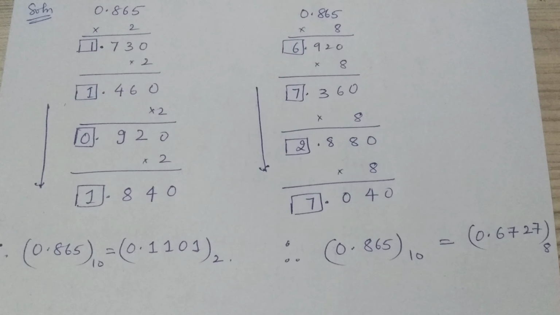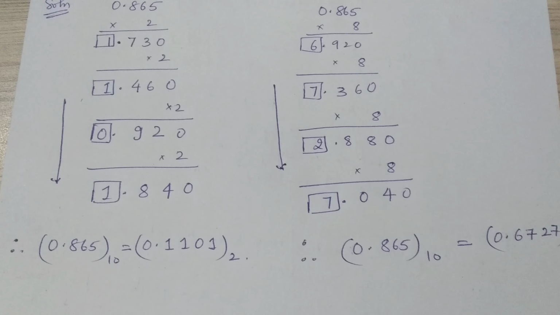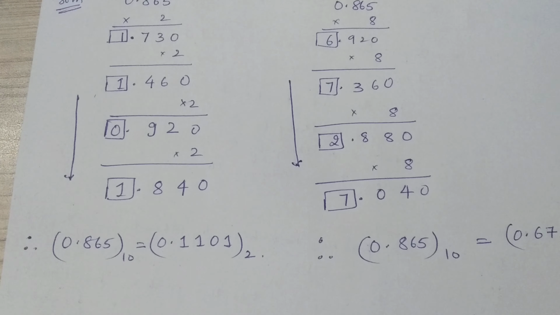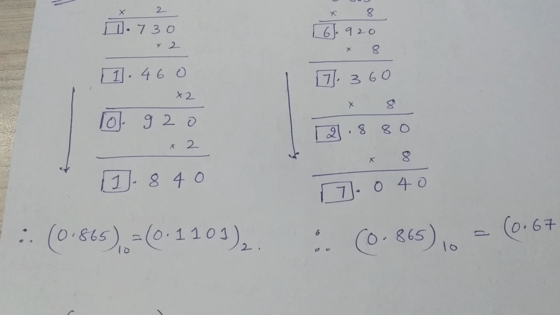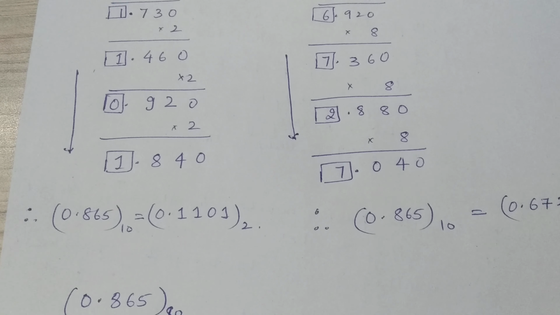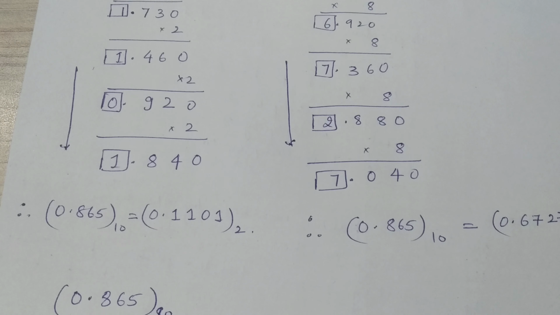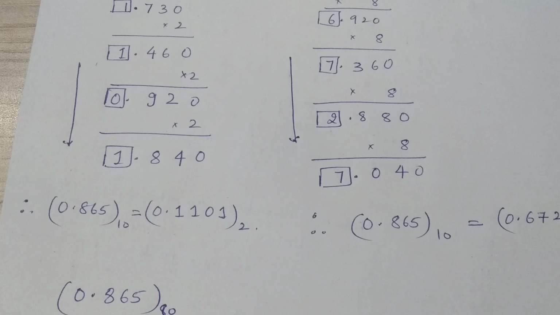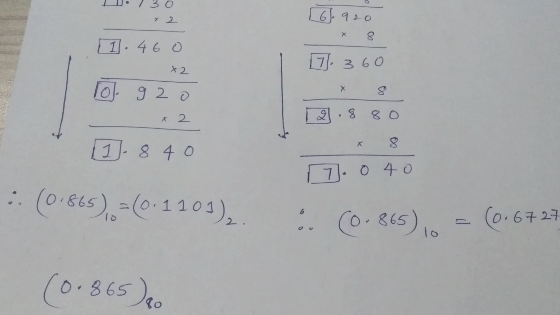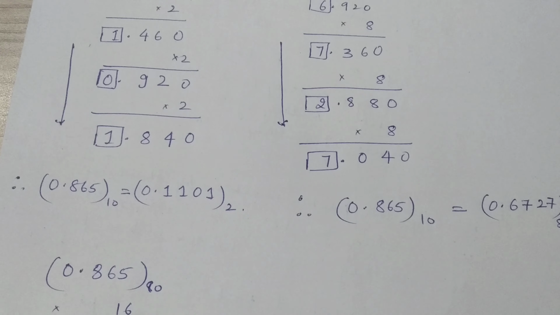Similarly, I have converted into octal by multiplying with the base, that is 8. Every multiplication, taken the non-fractional part, marked it in a box, fractional part multiplied again by 8 and making up the answer. So always remember, your non-fractional part should contain only numbers up to 7. If you get beyond 7, that means some multiplication mistake has been made. So the answer we get is 0.6727 to the base 8.